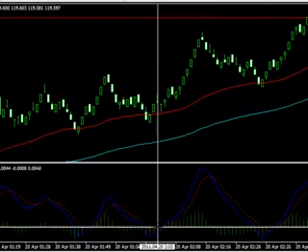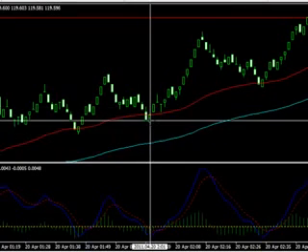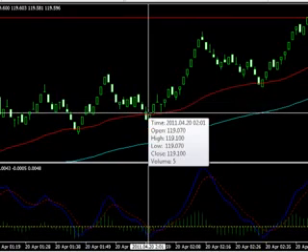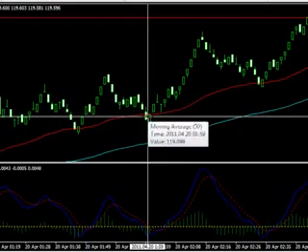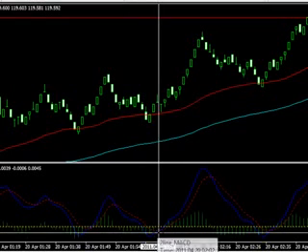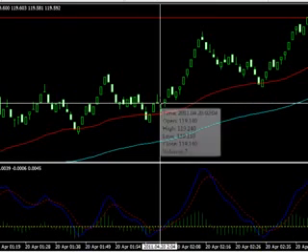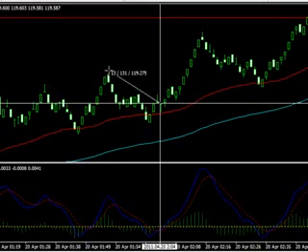And again, another setup shortly after that. It comes down into the 50, bounces off, we get a cross. These two things have to happen at the same time. So it comes into the 50, great. And then we look to the MACD. Is it below the zero line? Yes. Has it crossed? Yes. Now we can go long. And that's 26 pips there. But again, we could get out here at this previous swing high, use that as an exit.